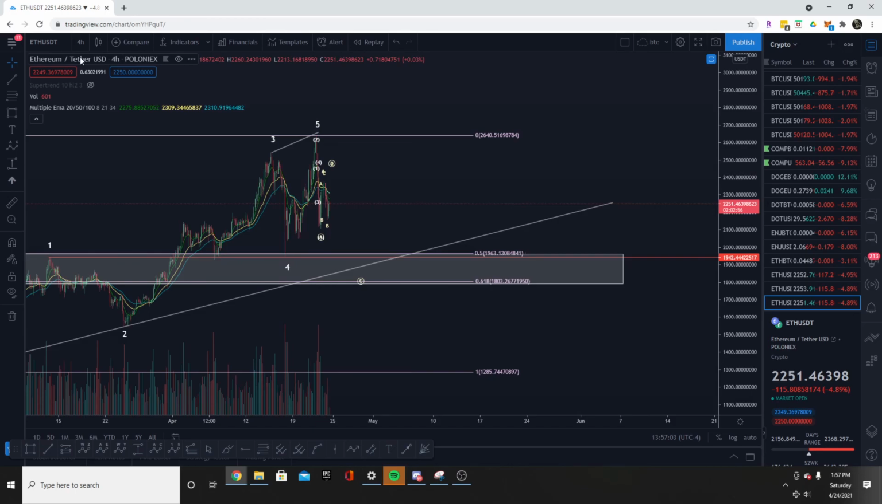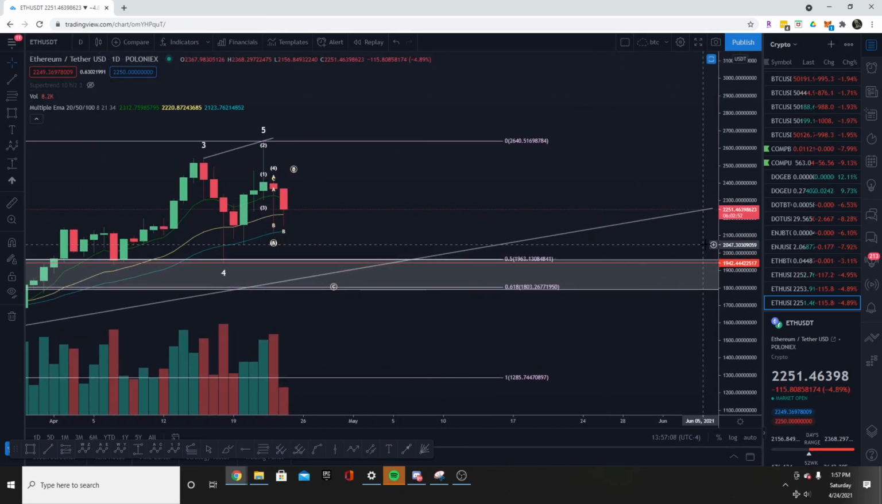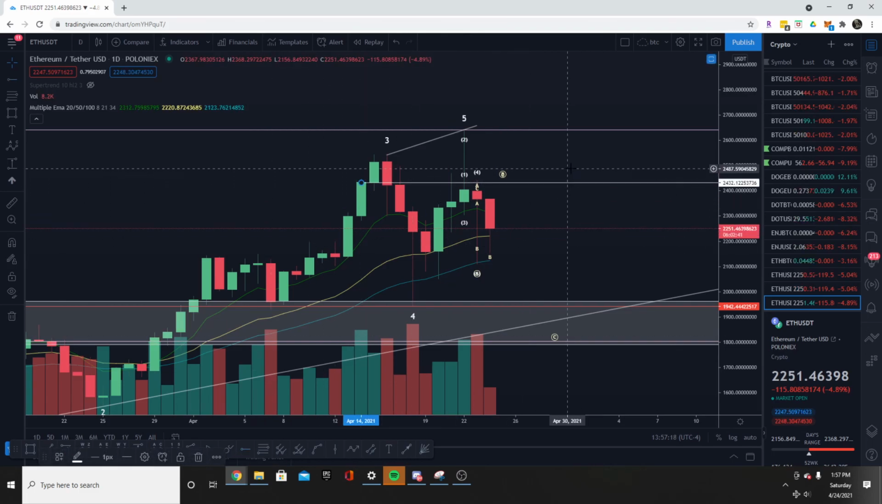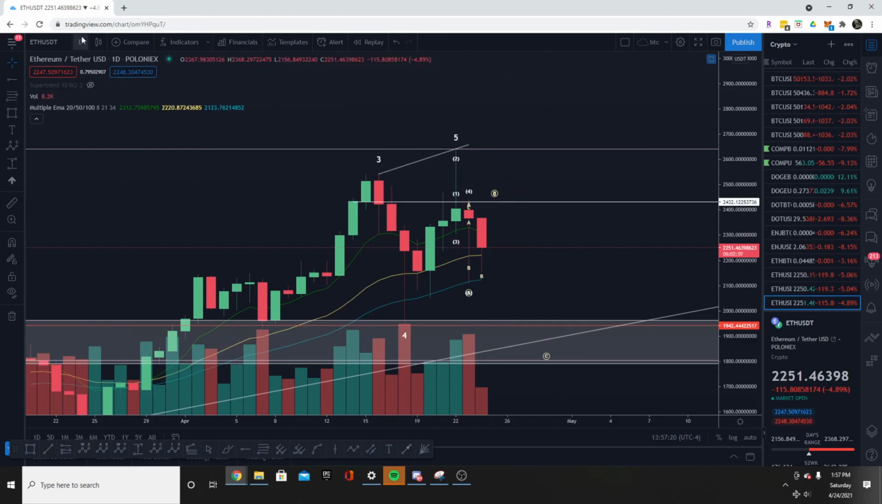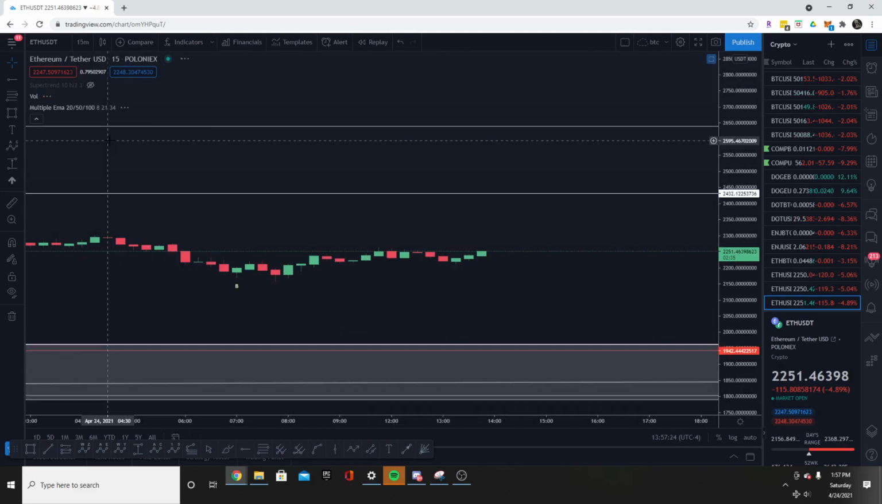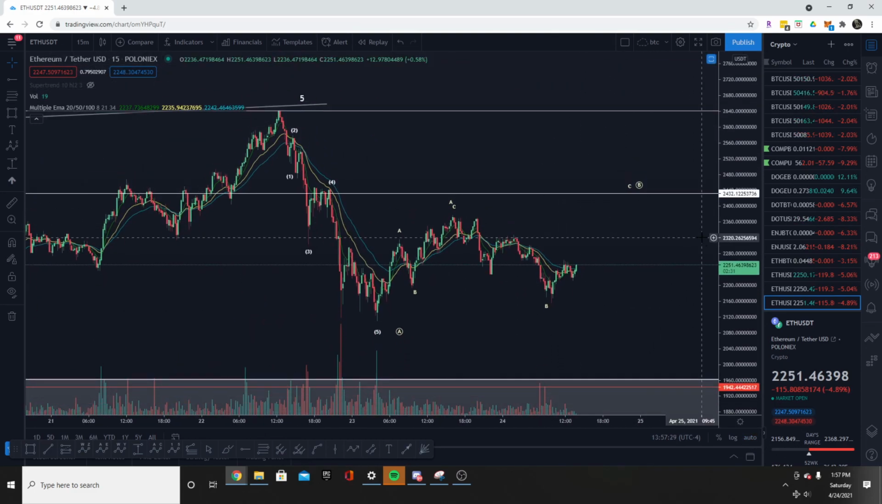Well, let's see. Invalidation for me for more upside would be, let's see what it would be. I would say we need a daily close above 2400. I'll flip my bias to go long. But yeah, let's see what happens. I'm expecting more downside right now. Hopefully that helped. Safe trading, y'all.